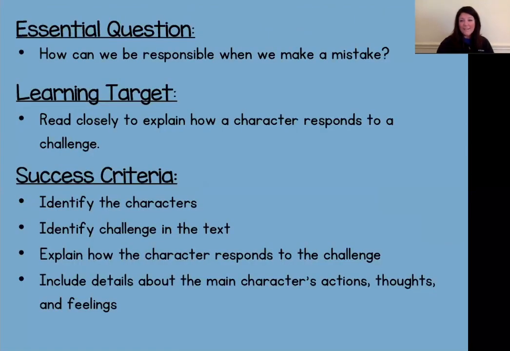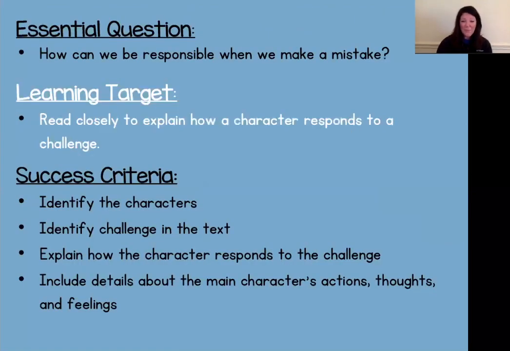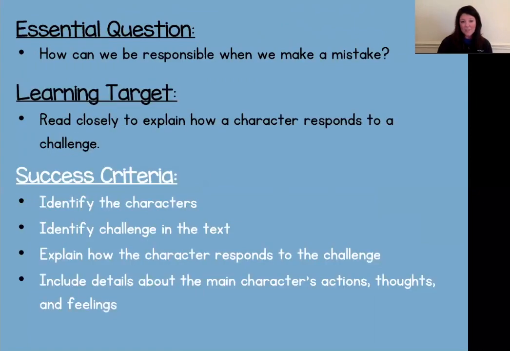All right, let's review what we did today. We read closely to explain how a character responds to a challenge. We identified the characters in the text and the challenge in the text. Now, I want you to explain how the character responds to the challenge. Don't forget to include details about the main character's actions, thoughts, and feelings.